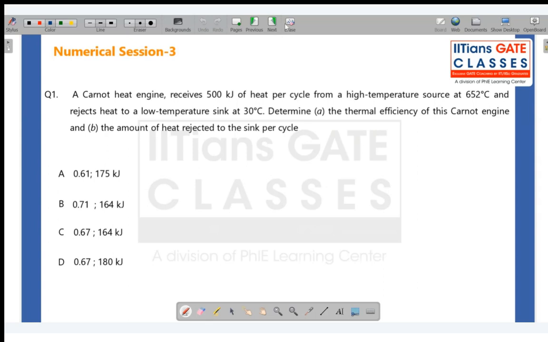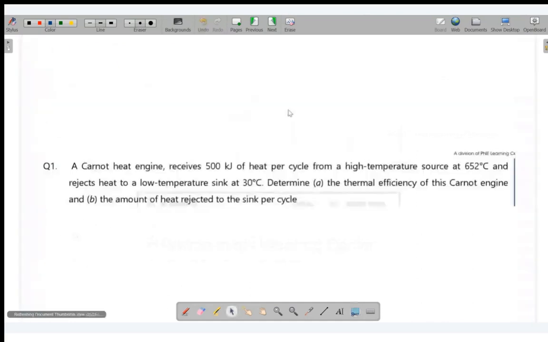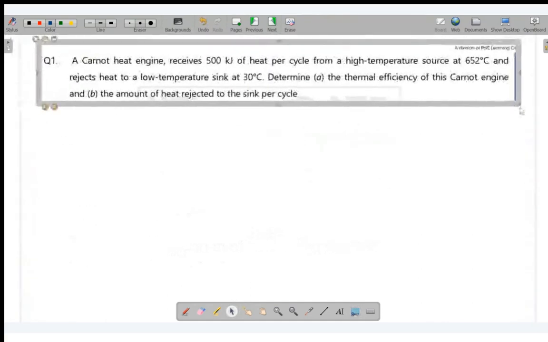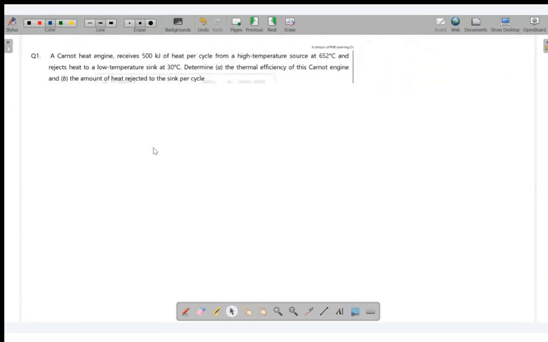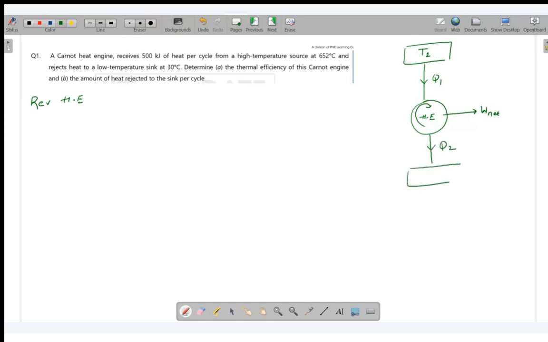Now, what is the question saying? A Carnot cycle. Okay, the question says, first of all, we have a Carnot heat engine. Carnot means what? Reversible. So we have a reversible heat engine. It's always a good idea to draw that diagram. So draw this heat engine. This heat engine is a clockwise device which absorbs heat from a higher temperature T1, how much heat? Q1, and produces some net work output, and the rest of heat is rejected or lost to the lower temperature surrounding T2. This is something that you should draw.